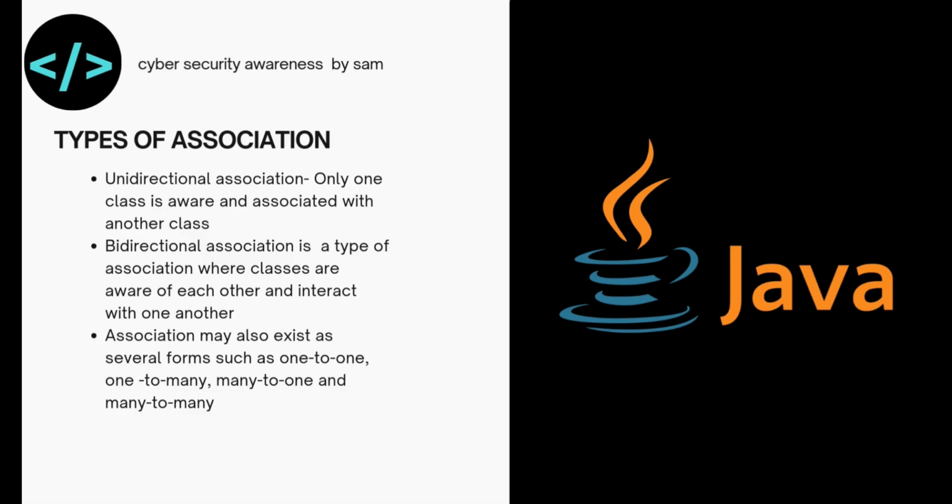Types of associations: there is unidirectional association, then bidirectional association. So what is unidirectional association? It's a type of association where only one class is aware of and associated with another class, whereas bidirectional association is a type of association where classes are aware of each other and interact with one another. Association may also exist in several forms such as one-to-one, one-to-many, many-to-one, and many-to-many.